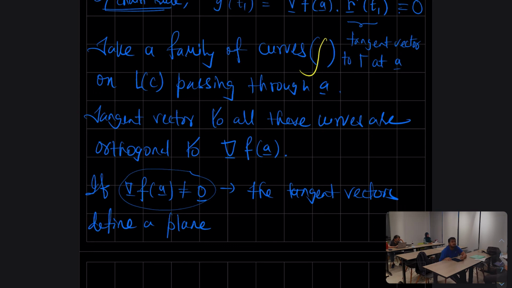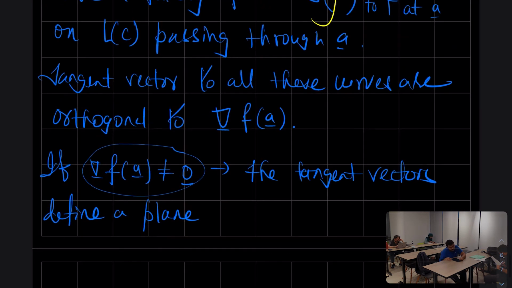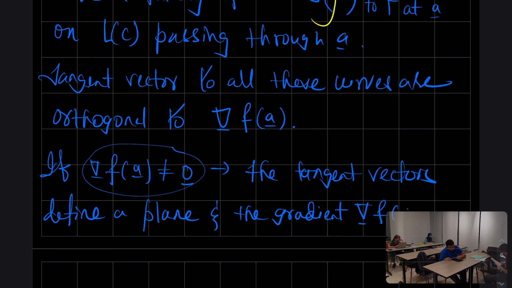Yeah, but you would say why? Okay, but this is important to mention. The tangent vectors define a plane, and the gradient is normal to the plane.